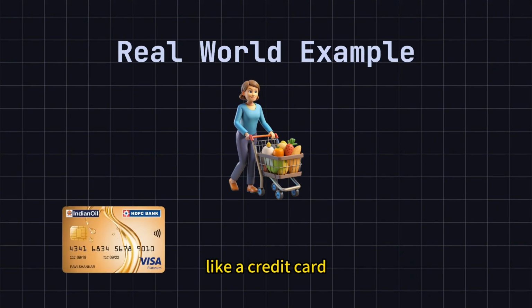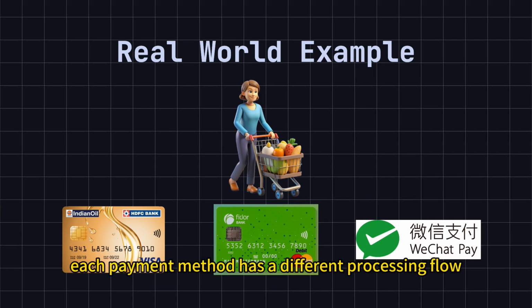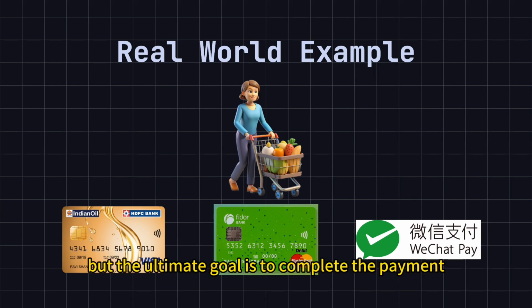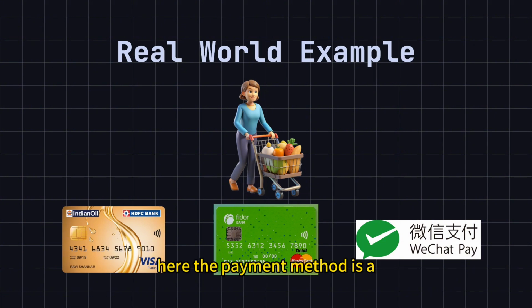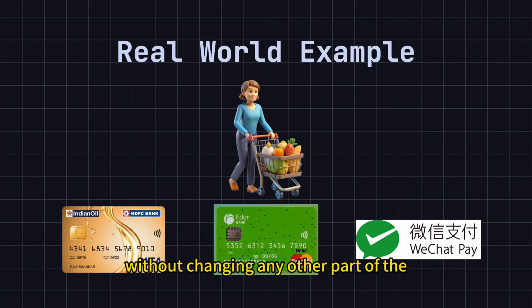Imagine you're shopping at a mall, and when it's time to check out, you can choose different payment methods like a credit card, debit card, or mobile payment. Each payment method has a different processing flow, but the ultimate goal is to complete the payment. Here, the payment method is a strategy. You can select different payment options depending on the situation without changing any other part of the shopping process.